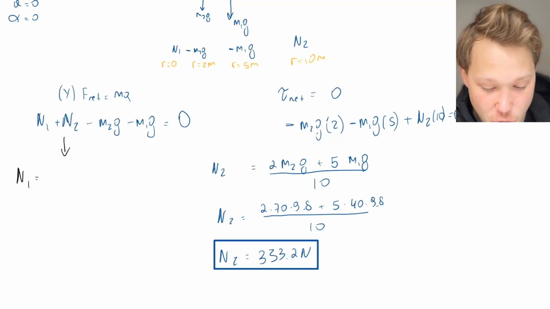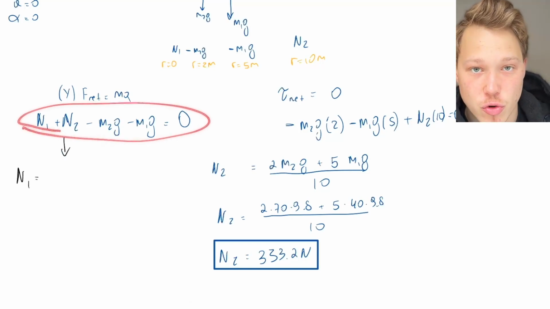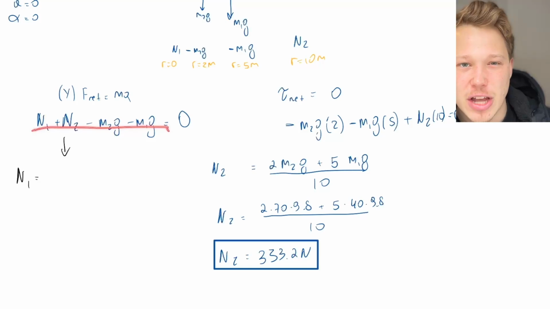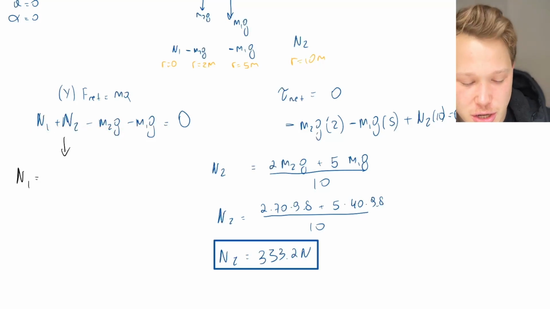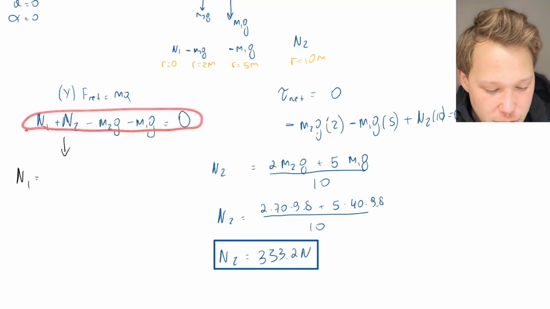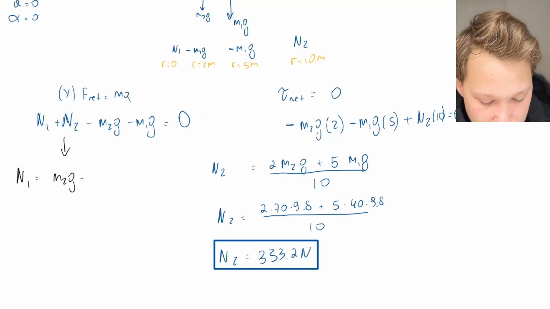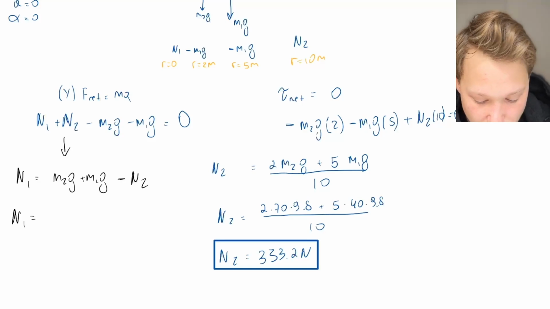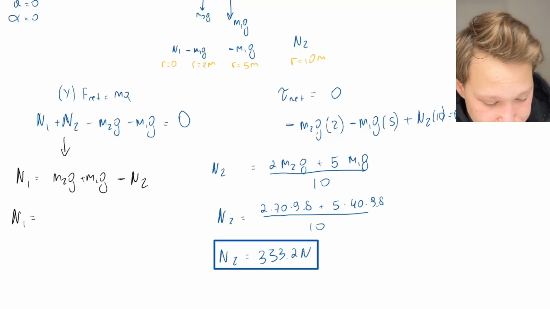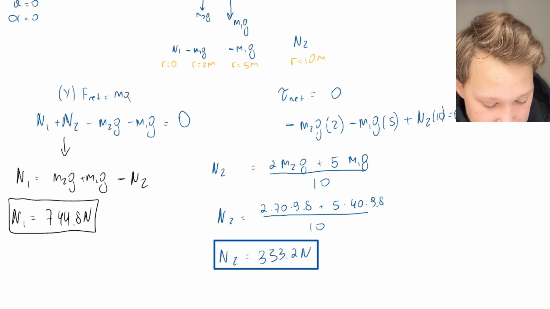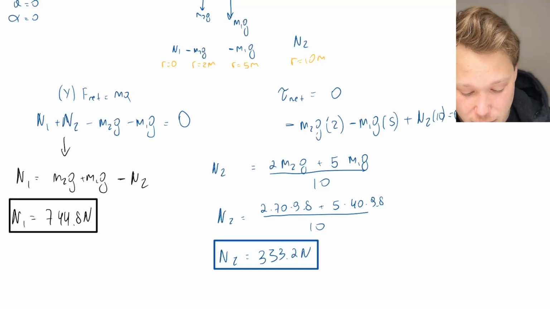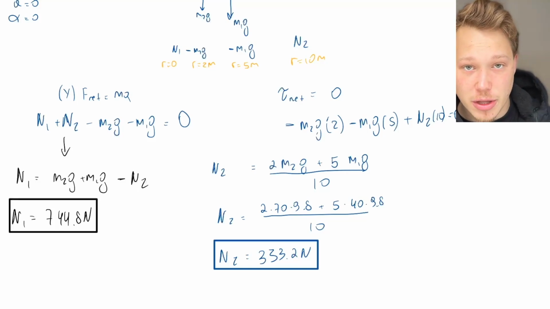Then the normal force from the left support you can find from the second Newton's law that we drew, because it's going to be a lot simpler than trying to set up another torque equation. So it's a lot simpler to find N1 from this equation: M2G plus M1G minus N2. If you plug in all the numbers, you'll find that N1 is equal to 744.8 newtons. So just like this, we found the normal force from the left and the right support.